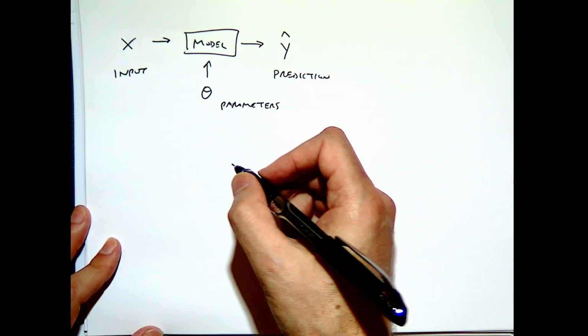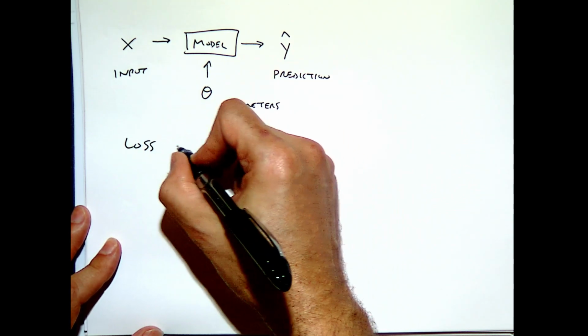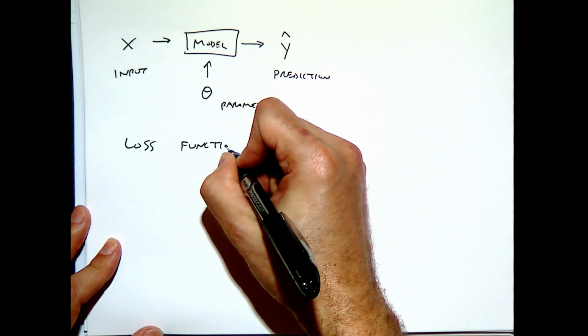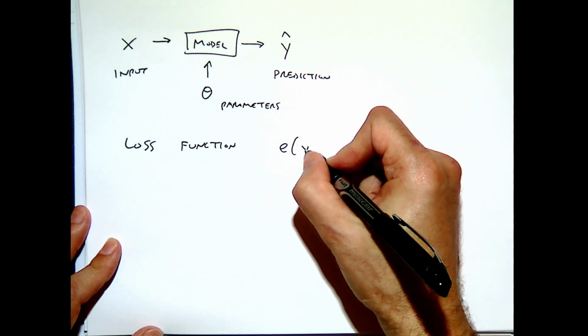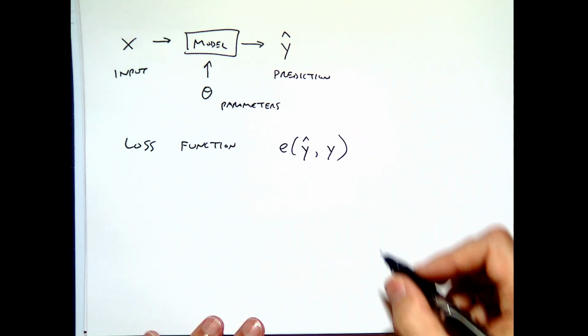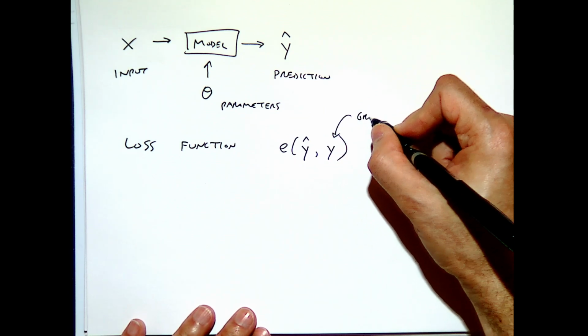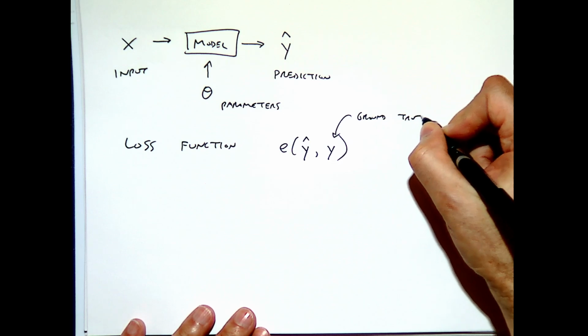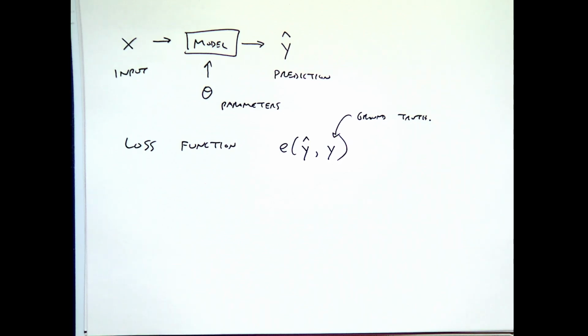And then I have a loss function between the prediction and the truth. So our goal is to find the parameters theta that minimize this function e, okay?